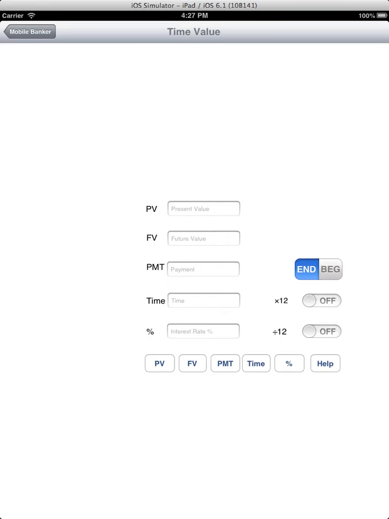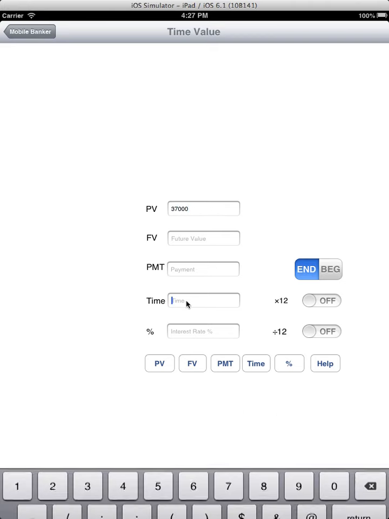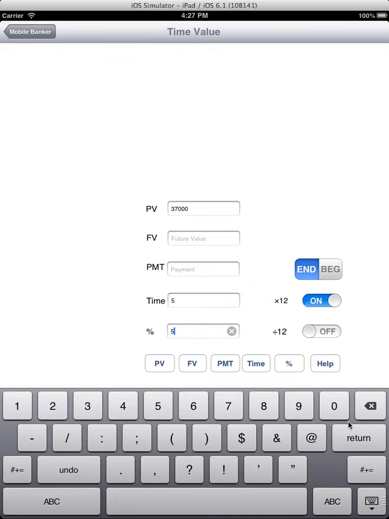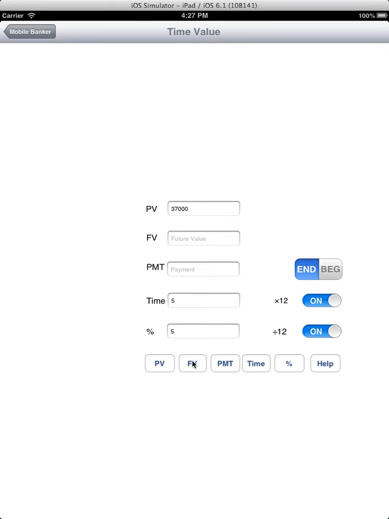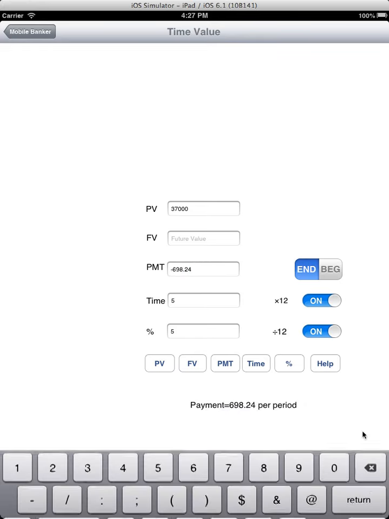Hello and welcome to the Time Value application by Business Compass LLC. This application calculates present value, future value, payment, time, and percentage interest. Say the present value is 37,000 and the time is 5. We say it is in years. We say interest rate 5%. We say okay. Now here is the payment. So minus 698.24. We follow the cash flow conventions.